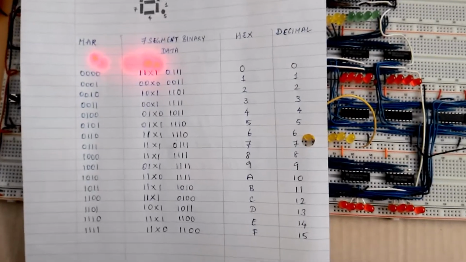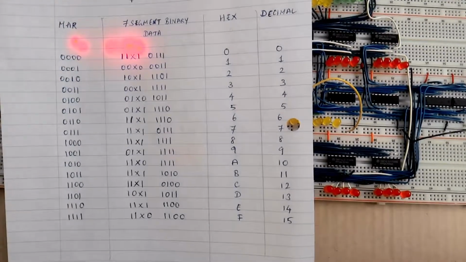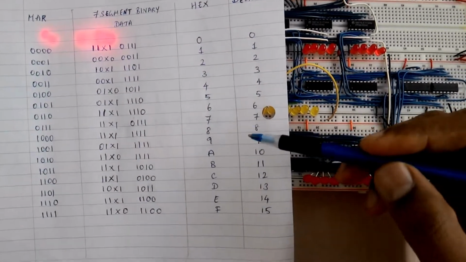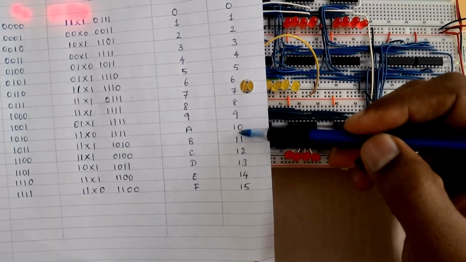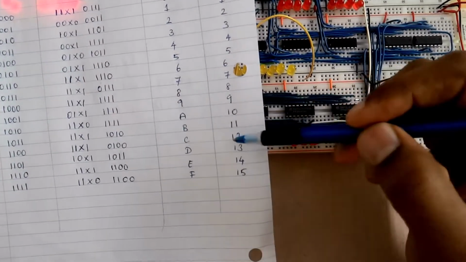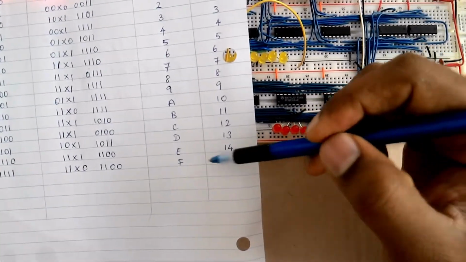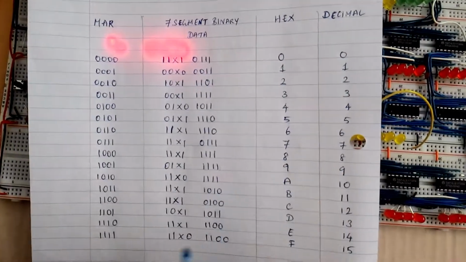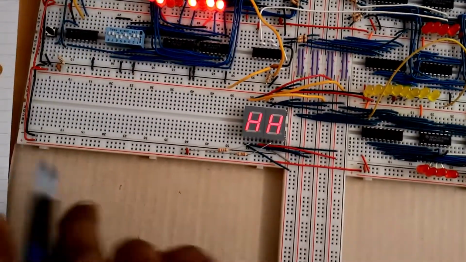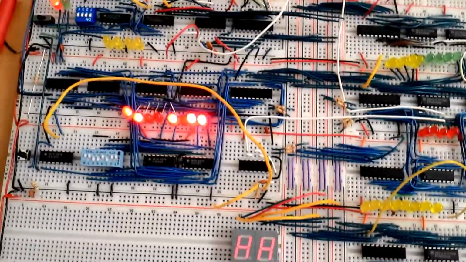So instead of choosing a decimal value, I will show you something called hexadecimal. Hexadecimal is nothing but 10 is represented as A, 11 is B, 12 is C, 13 is D, 14 is E, and 15 is F. I will build this using this table. For example, I'll show you a few values.